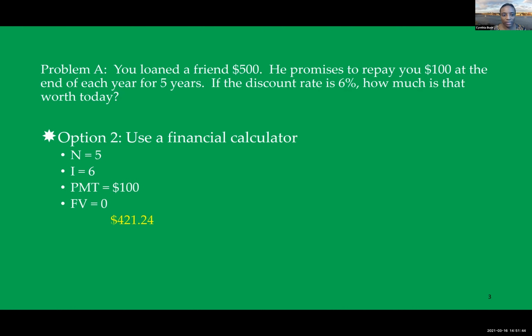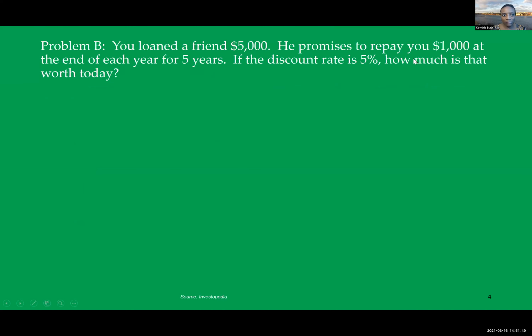Okay, so we did this one already. This is basically the same problem, different dollar amounts. You loaned a friend $5,000 today. He promises to repay you $1,000 at the end of each year for 5 years. If the discount rate is 5%, how much is that worth today? See if you can solve this using the equation or the calculator, and then put your answer in the chat when you get it.